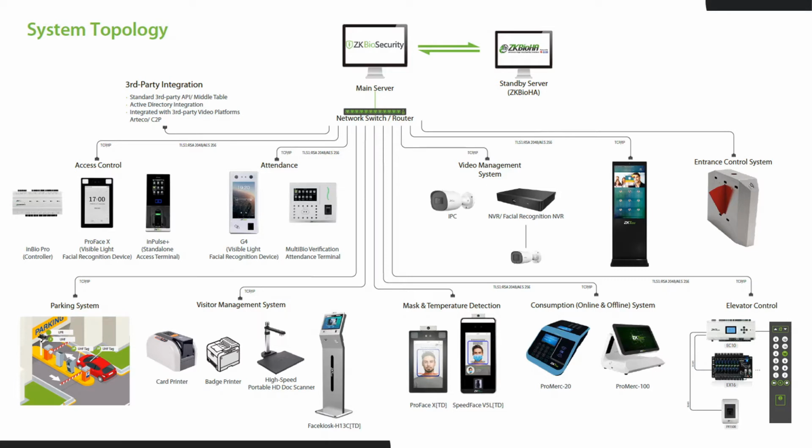Here we can see the system topology diagram. Once you install ZKBioSecurity on the main server, we can control all the following devices: access control, time attendance devices, video management devices, and entrance control devices such as gate barriers, parking management systems, visitor management system, temperature detection and consumption devices, and elevator controls.